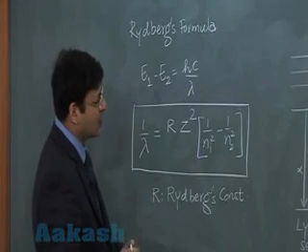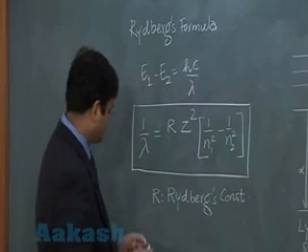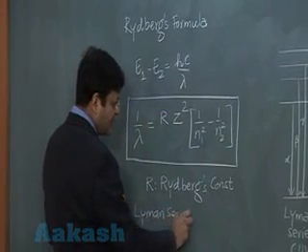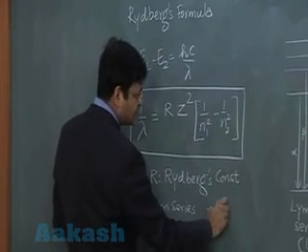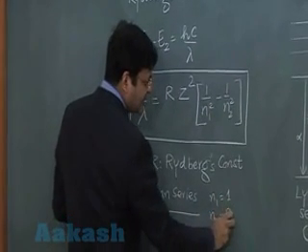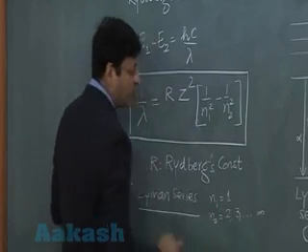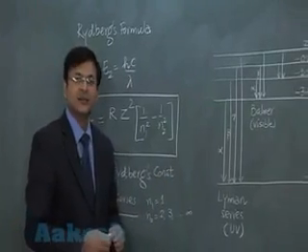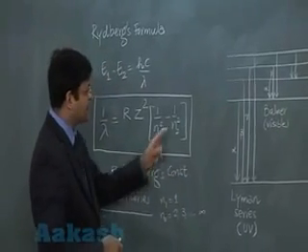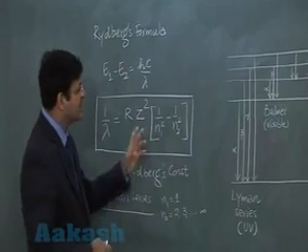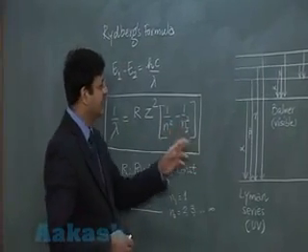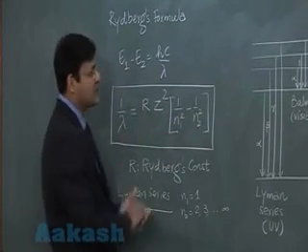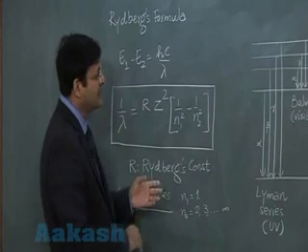Now let's suppose you are talking about the Lyman series. Then remember that this n1 will be equal to 1 and the value of n2 will be anything between 2, 3 up to infinity. Let's suppose in the Lyman series I am interested in getting the wavelength of the alpha line. That means it is jumping from 2 to 1. If you are interested in calculating the wavelength for the beta line, then it is jumping from 3 to 1, and so on. You understand?